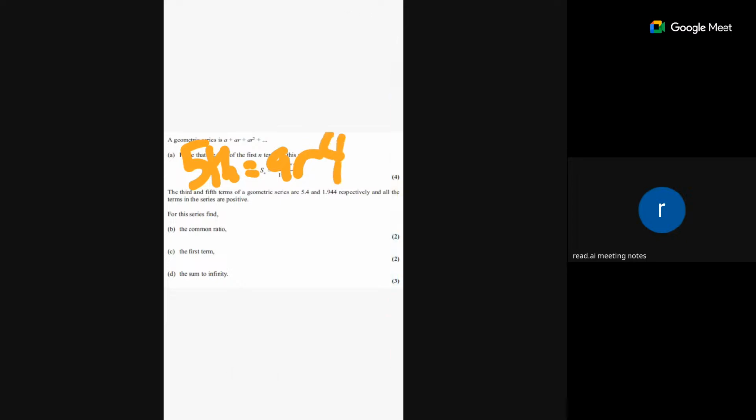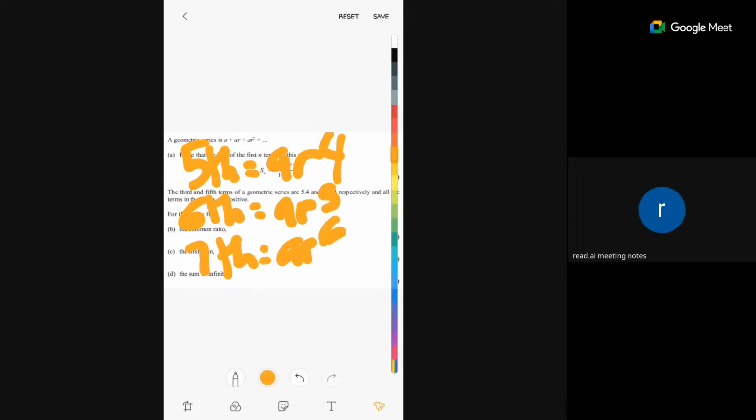So this will be the formula. ar^4 is the fifth term. Then to get the sixth term, I'm going to have ar raised to the power 5. To get the seventh term, I'm going to have ar raised to the power 6. If I have ar raised to the power 7, I know that I'm in the eighth term. If I have ar raised to the power 8, I know that I'm in the ninth term. So that is how to get it.